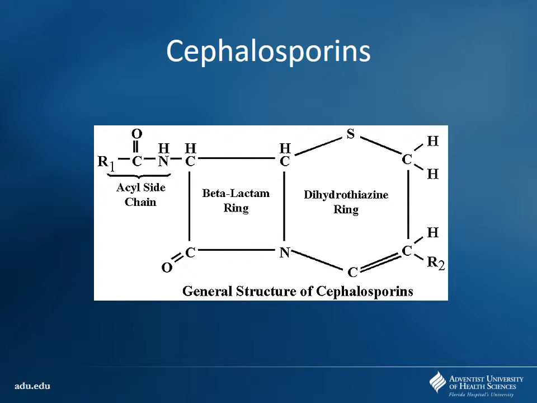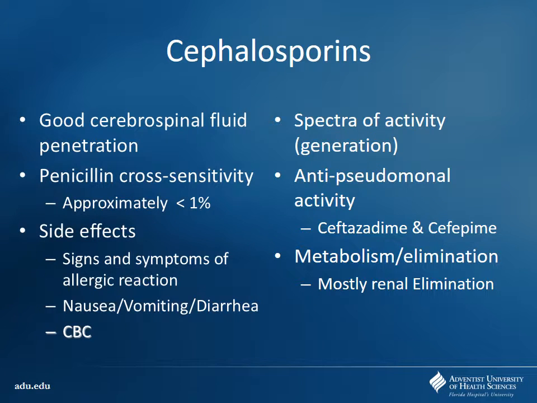And again, as you get higher in generation of cephalosporin, we'll talk about what that means in a second, you'll see that they get farther and farther away from the natural penicillin structure, and so you're less likely to have cross-reactivity between those. So for cephalosporins, their place in therapy is that, one, they have really good cerebrospinal fluid penetration, and so if you're worried about empiric coverage for things like meningitis, this is going to be one of your go-to classes of drugs. Like I said, penicillin cross-reactivity is generally pretty low, especially the higher up in generation you get.